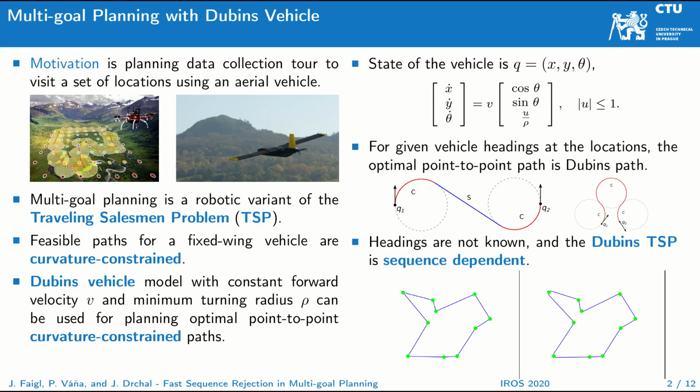The studied problem is motivated by data collection planning to visit a set of locations using an aerial vehicle. The problem is multi-goal planning, that is a robotic variant of the traveling salesman problem. In our case, we use a fixed-wing vehicle for which feasible paths are curvature-constrained. Therefore, we employ the Dubins vehicle model with constant forward velocity and minimal turning radius for planning optimal point-to-point curvature-constrained paths.